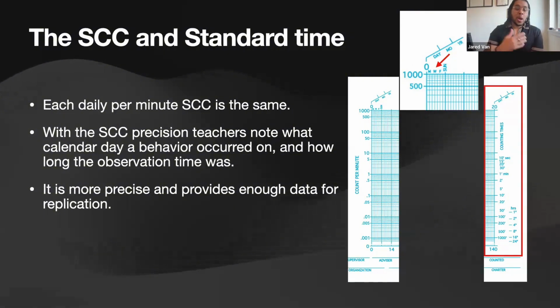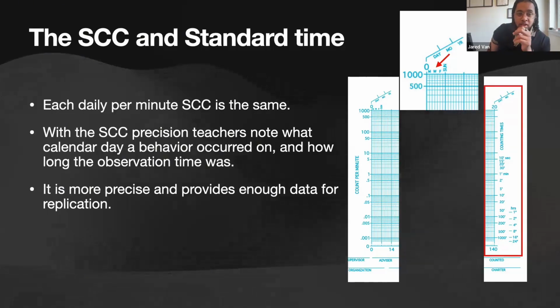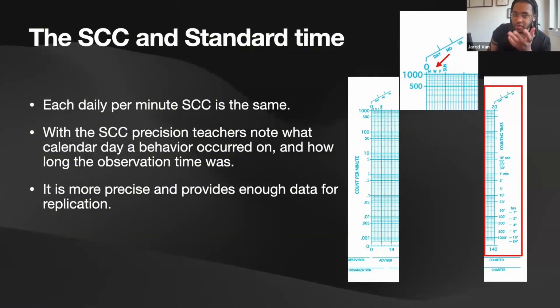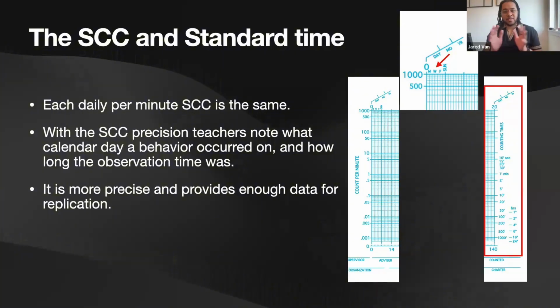With the standard acceleration chart, precision teachers note what calendar day a behavior occurred on. And then if you look at that red box that I have outlined, you can see how long the observation time was. So precision teachers also note how long we were observing. It's more precise and it provides enough data for replication. You see how we can be more precise with our measurement practices by simply standardizing the way that we provide our visual display and using days instead of sessions. I don't think that this is a really hard sell, but let's move on to the next one.